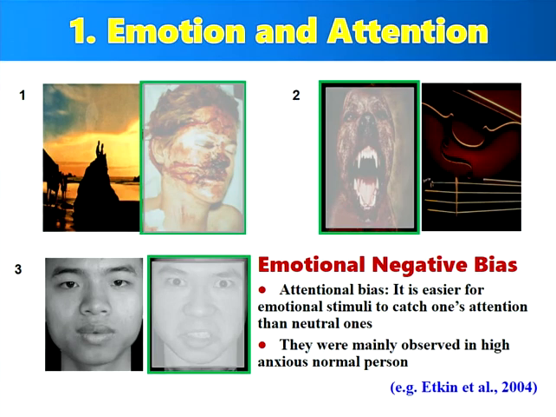Okay, let us move on to the first part, emotion and attention. As for negative bias, as you know, we can say ENB, emotional negative bias. Attention bias means it is easier for emotional stimuli to catch one's attention than neutral ones, which was mainly observed in highly anxious normal persons.